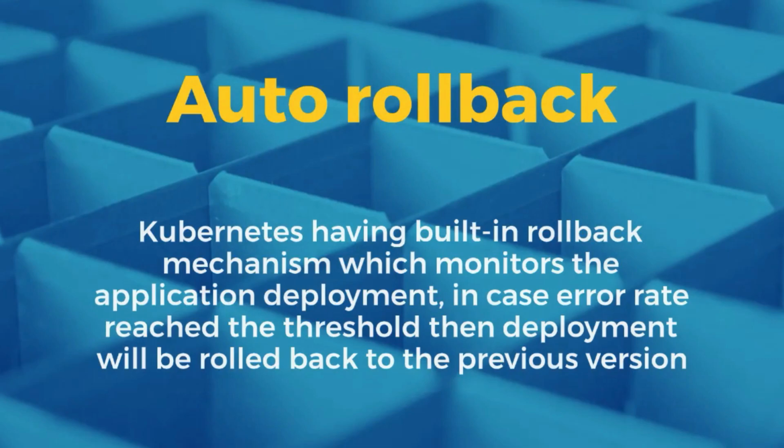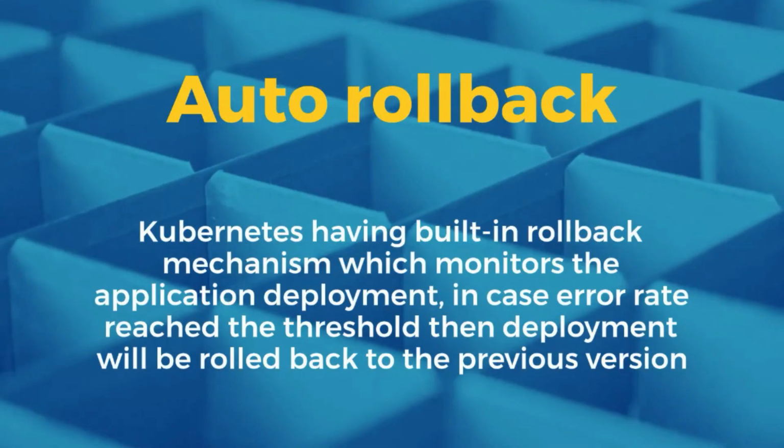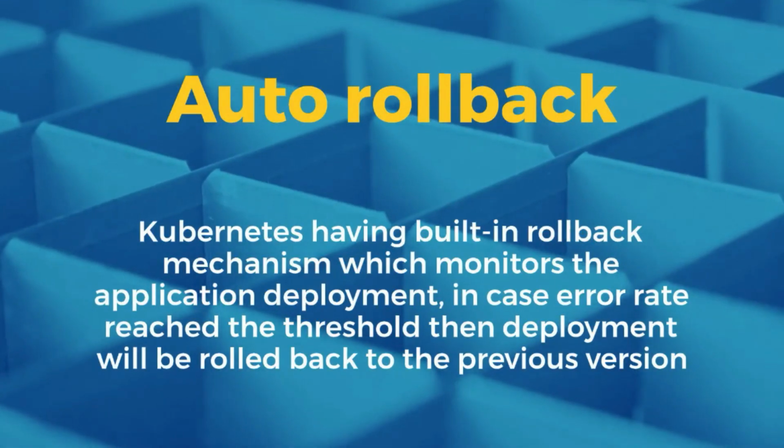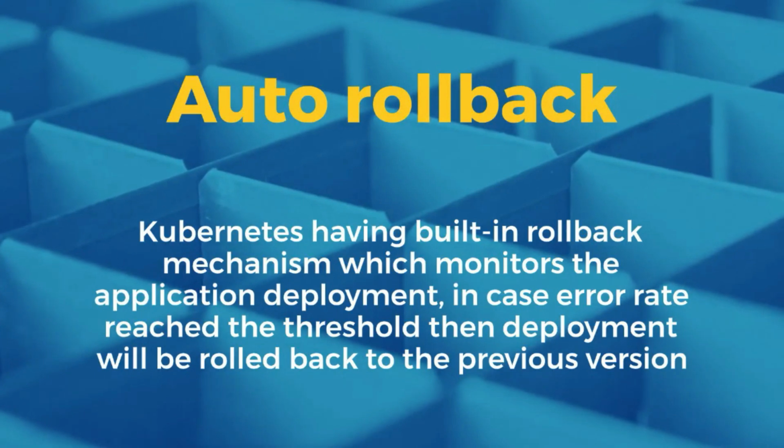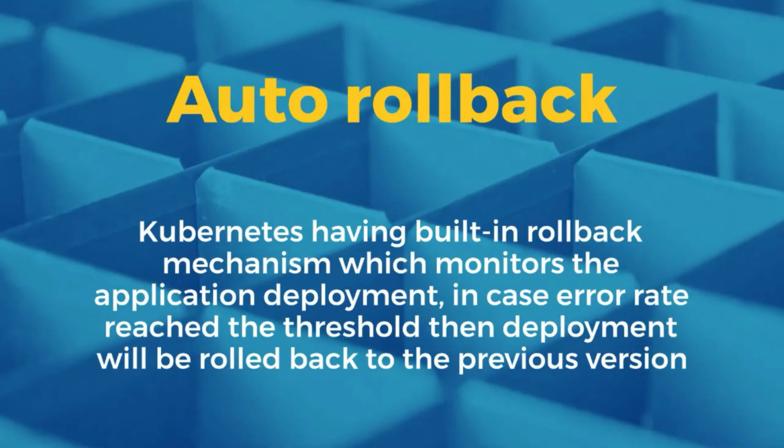Auto rollback: Kubernetes has a built-in rollback mechanism which monitors the application deployment. In case the error rate reaches the threshold, then the deployment will be rolled back to the previous version.